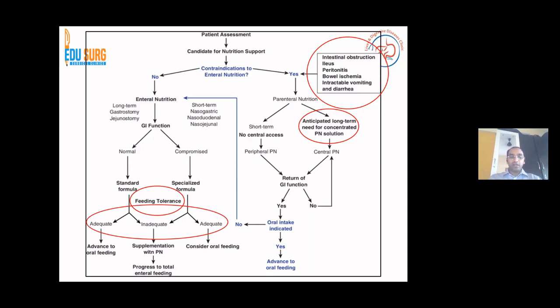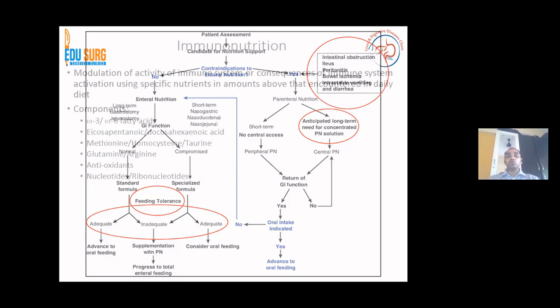If you start off with parenteral nutrition, but the oral nutrition improves and becomes adequate, then you advance and shift to complete oral feeding. So the gist of this flowchart is that as long as you can feed the patient enterally, feed the patient enterally, and if you can't feed the patient via the GI tract, then you think of parenteral nutrition, but as a supplement and not as a blanket switch to parenteral nutrition.